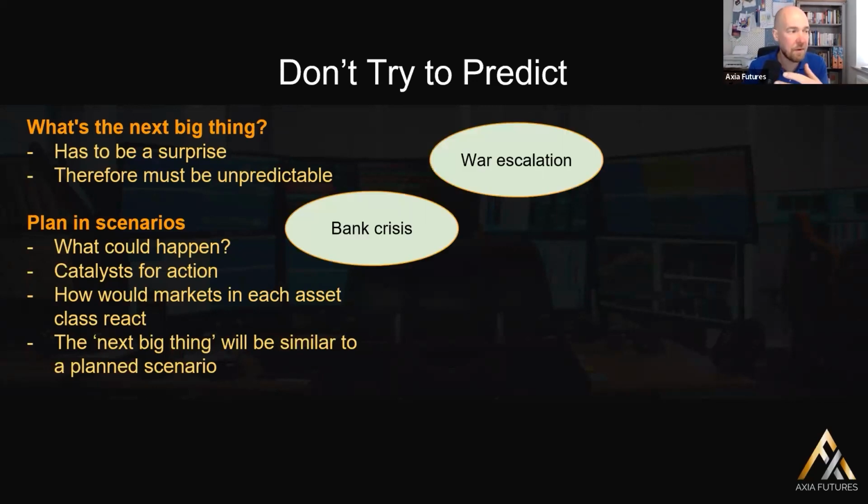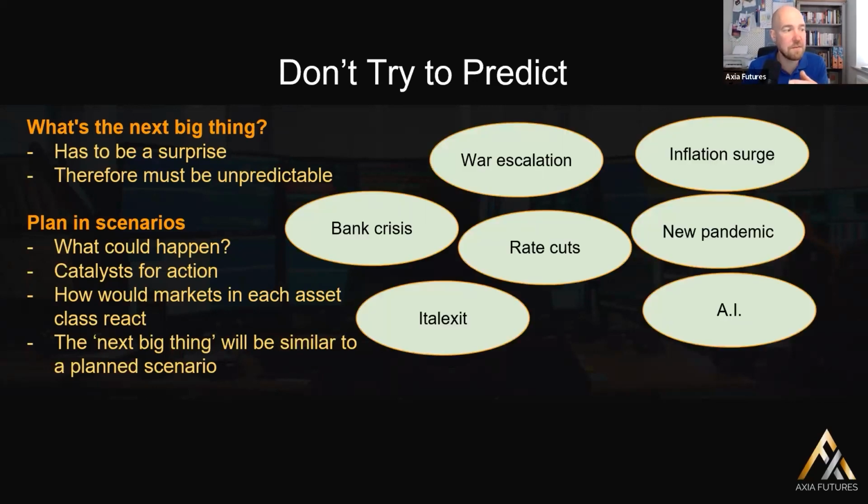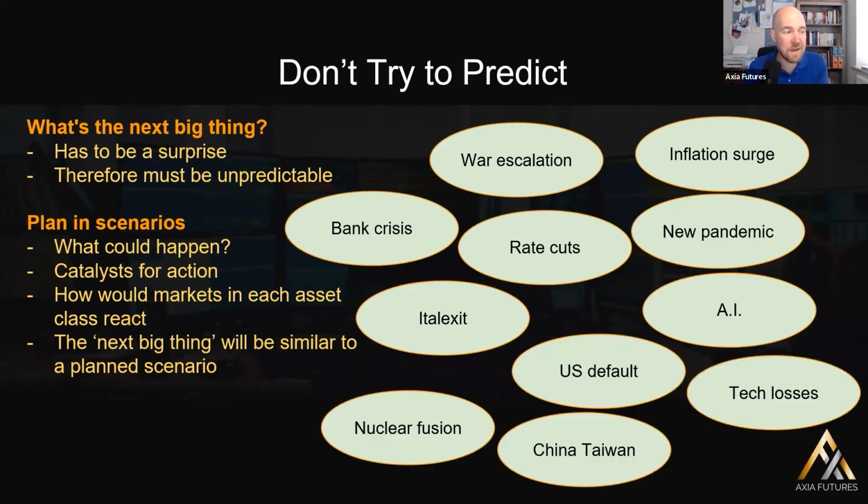I've heard people come up with all sorts of different things that it might well be. It could be any of these. We don't know. But what you can do is come up with scenarios to do with how you would trade these different environments or these different types of events. What would be a catalyst to think, yes, this is now the driving force within markets? How will you expect markets to react to certain types of situations?